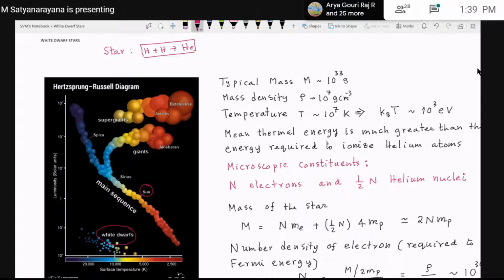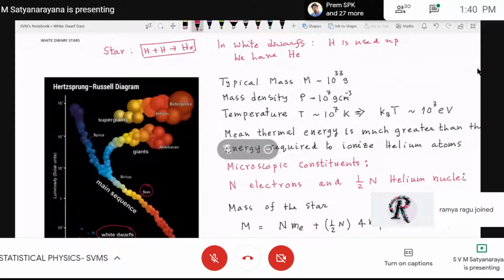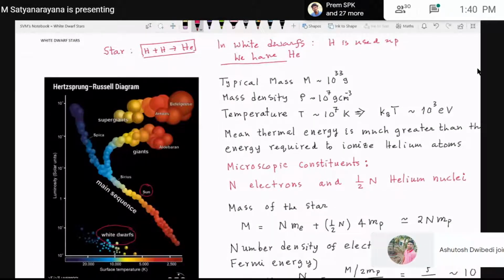But in white dwarf stars, the hydrogen is used up. There is no hydrogen left. What we have in this is only helium. There may be other things, but the dominant one is helium.